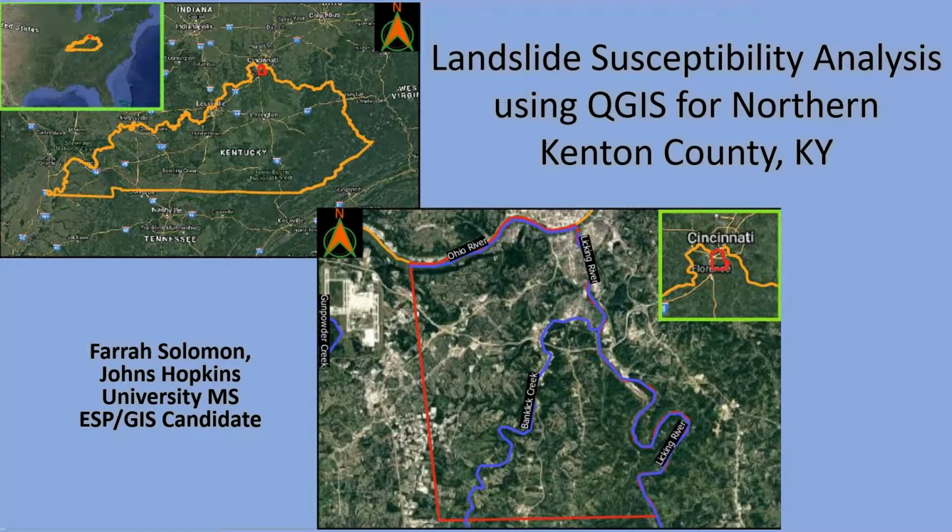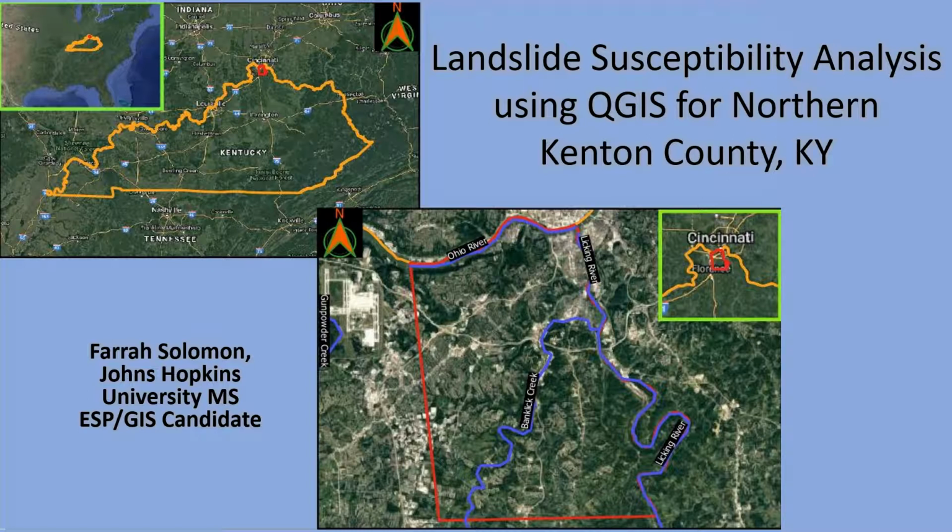Hello everyone, today I will be presenting to you the preliminary results from a landslide susceptibility analysis using QGIS for Northern Kenton County, Kentucky. QGIS is a free and open source software available to download and use. The maps in the slides show an overview of where Northern Kenton County is located, highlighted in red in the bottom right map. Kenton County in general is located south of Cincinnati, Ohio, shown in the bottom right inset.